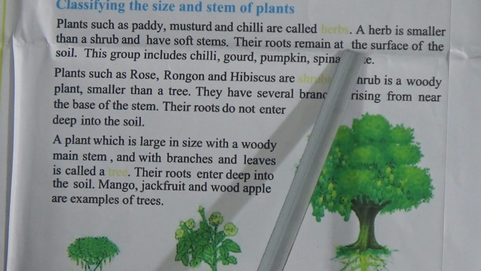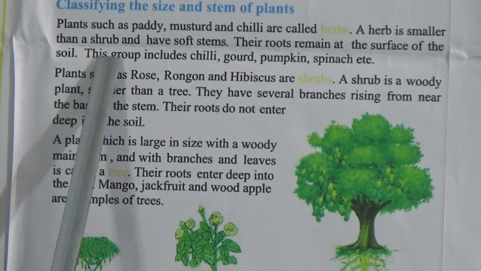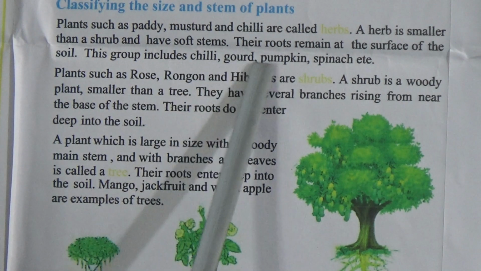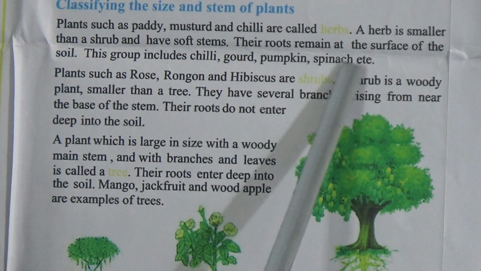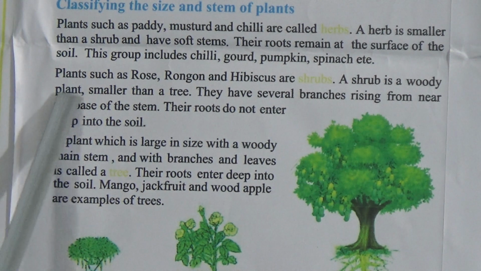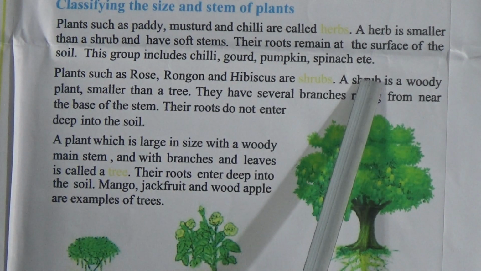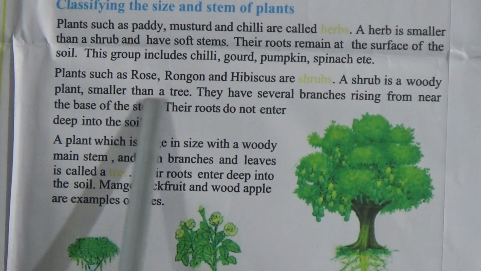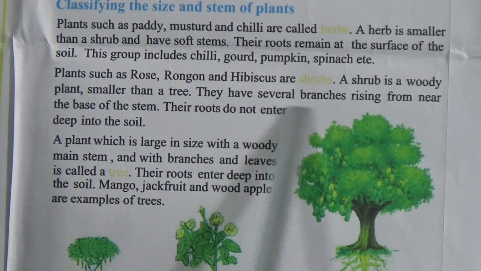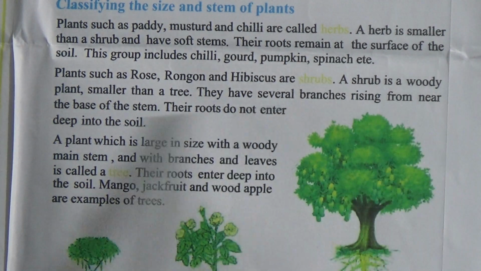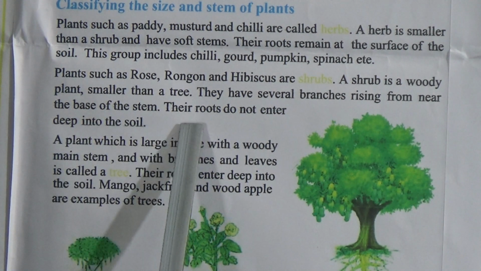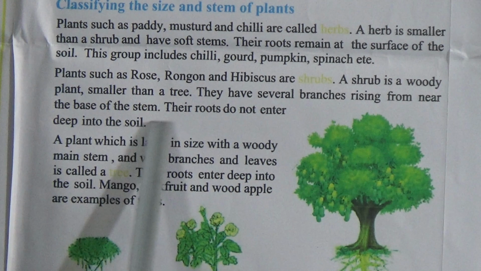Their roots remain at the surface of the soil. This group includes chili, gourd, pumpkin, spinach, etc. Plants such as rose, rongon and hibiscus are shrubs. A shrub is a woody plant, smaller than a tree. They have several branches rising from near the base of the stem. Their roots do not enter deep into the soil.